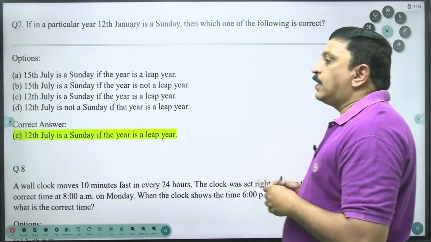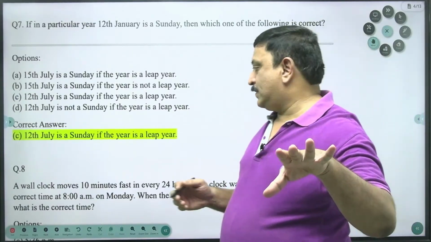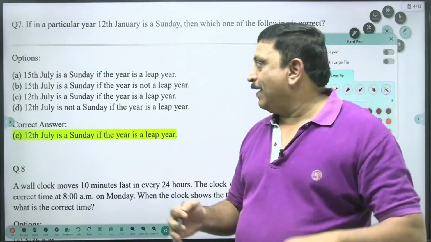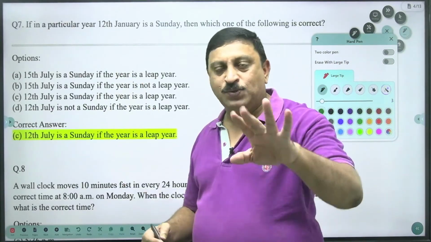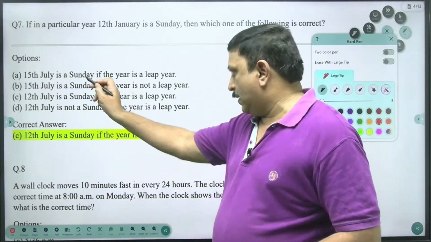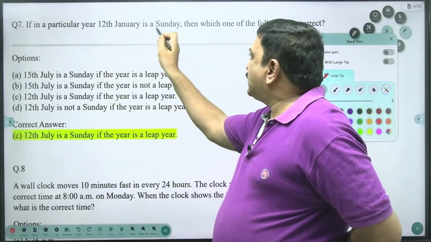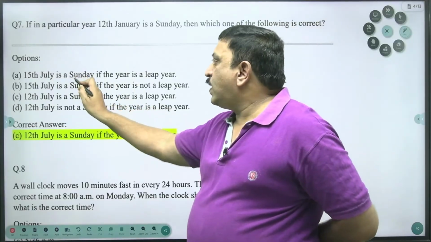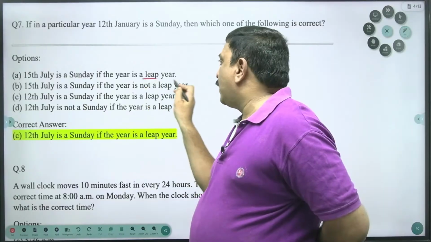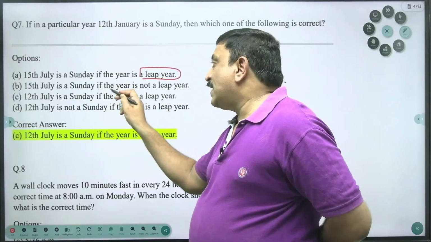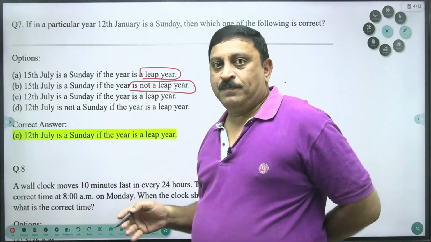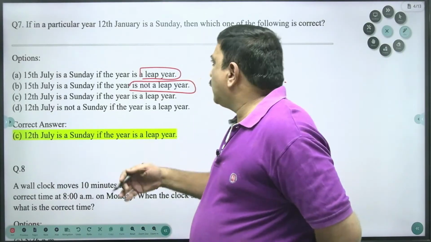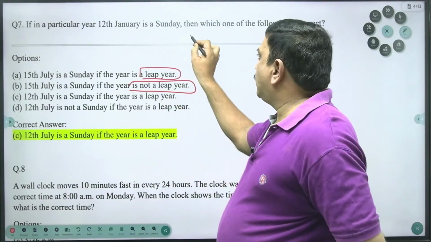If in a particular year, 12th January is a Sunday, then which one of the following is correct? And they have given these many cases. We have to judge what people will generally do. 15th July is a Sunday if the year is a leap year. 15th July is a Sunday if the year is not a leap year. So first of all, consider it is a normal year. So many people tried like this.